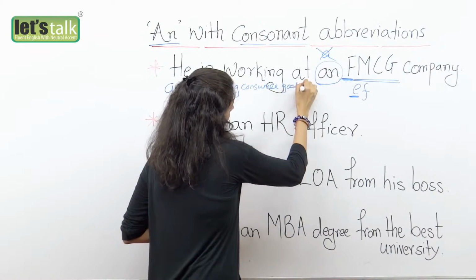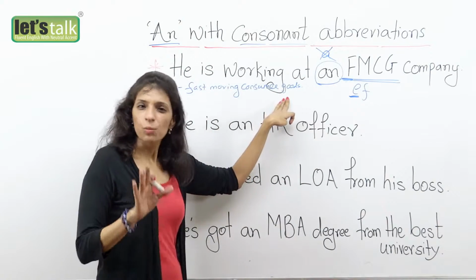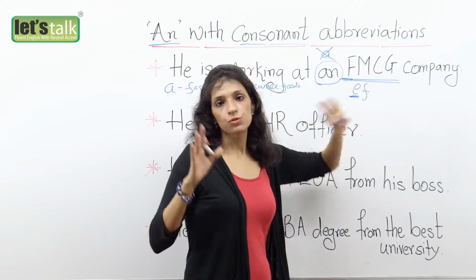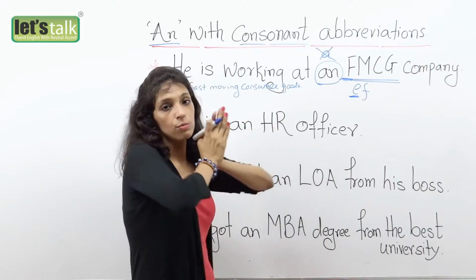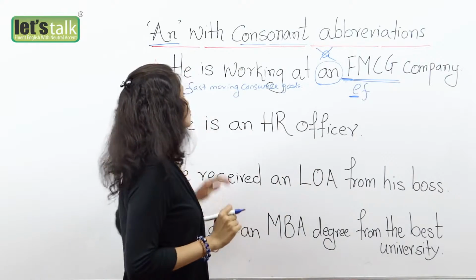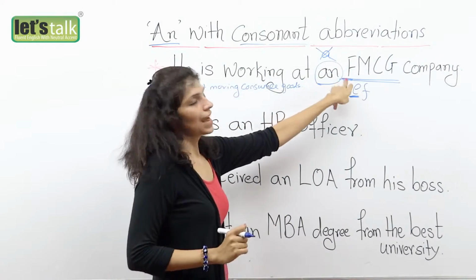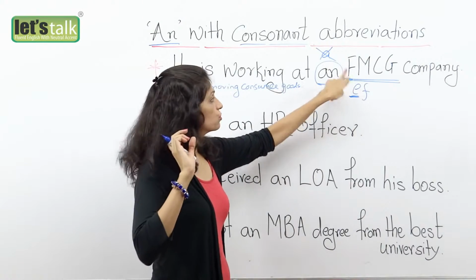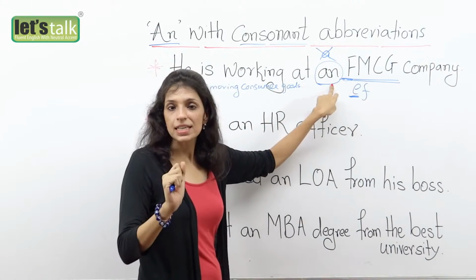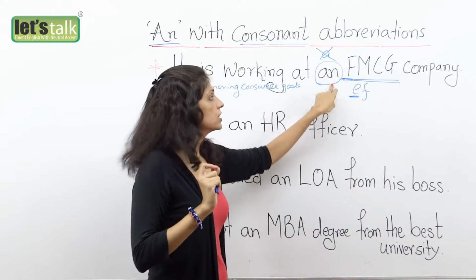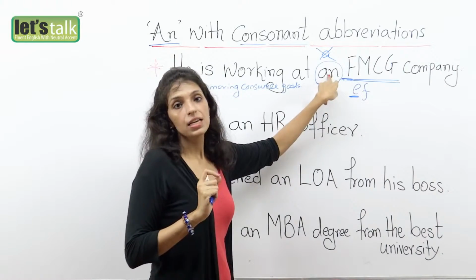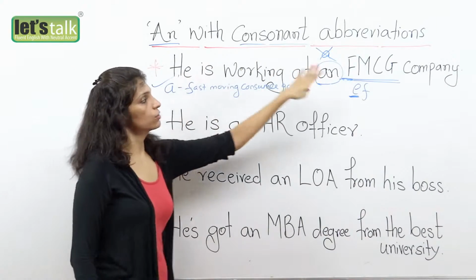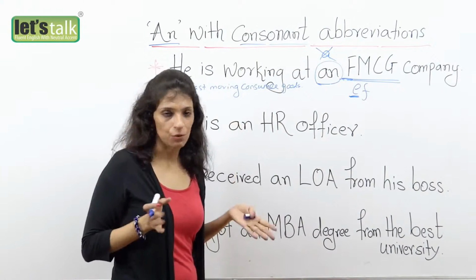consumer goods. But nobody uses this. Everyone says, oh, I work at an FMCG. So we always use acronyms because the full form is a bit too long. So remember, because it starts with a vowel sound, you use an. But remember, once again, only in abbreviations you use an. If you say the full form, you use a. Though it's a consonant, it's got a vowel sound.